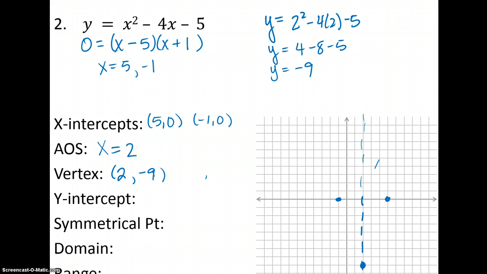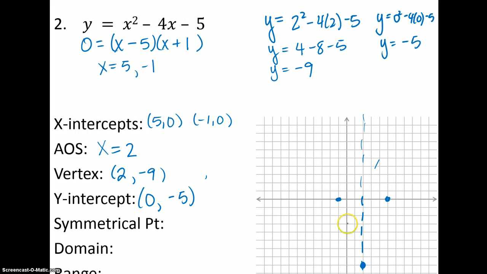Now, for the y-intercept, we could do the same thing and plug in 0. So y equals 0 squared minus 4 times 0 minus 5. So y would equal negative 5. But also remember from your introduction to quadratics that the c value is the y-intercept. So you could save yourself a little writing by using what you know about quadratics right there.